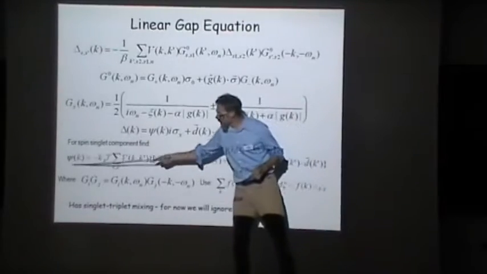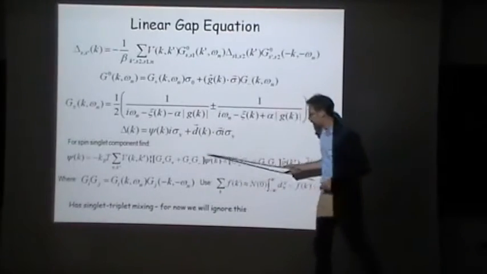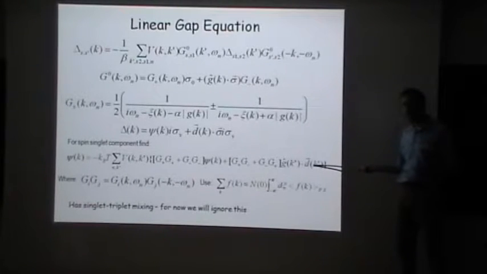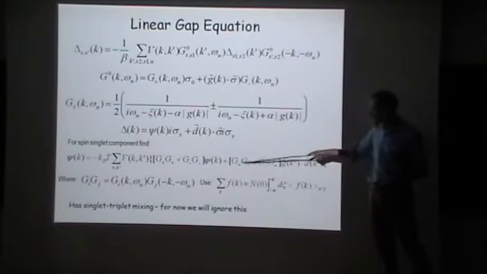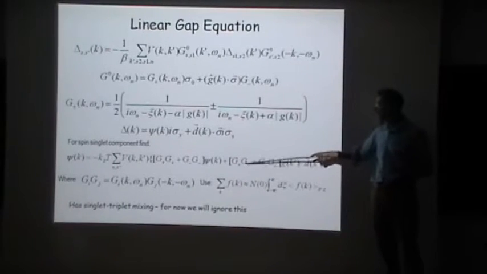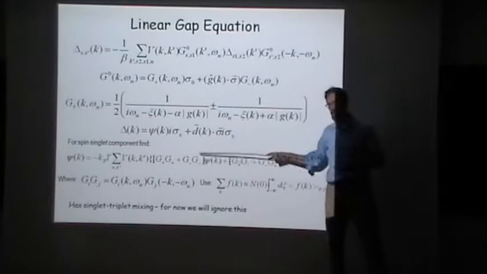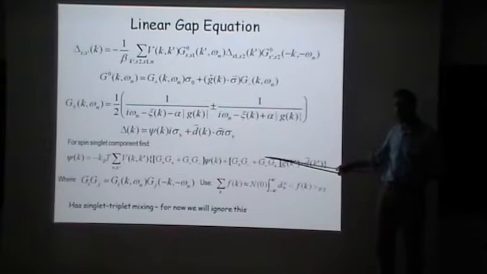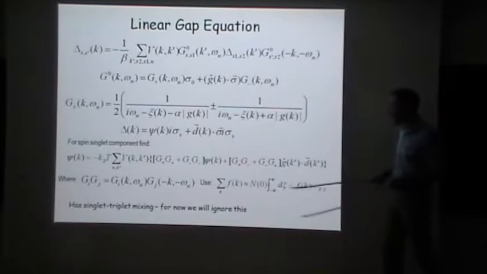We have our singlet component here. It's coupled to the singlet component and also to the triplet component. And so you see right away that you do get this singlet triplet mixing happening. And you also notice that in the coupling term you have this G minus. And so you can see that as alpha goes to zero, this term will disappear. We only have singlet-singlet coupling. And so this mixing does appear because of the broken inversion symmetry.